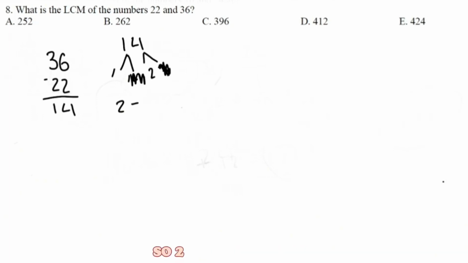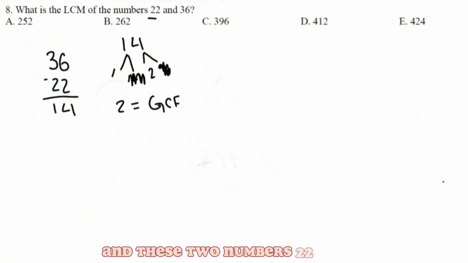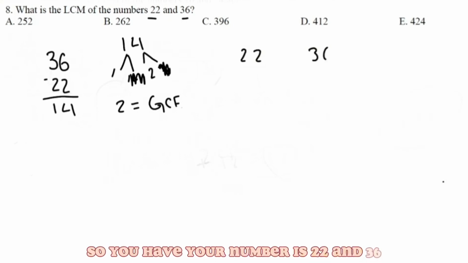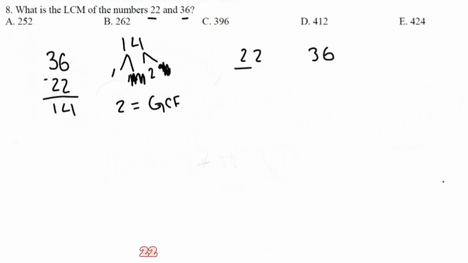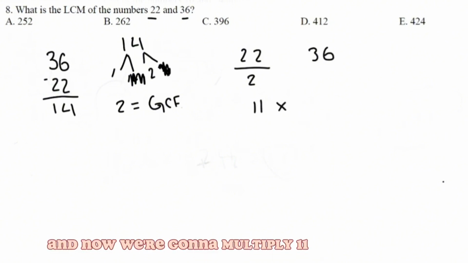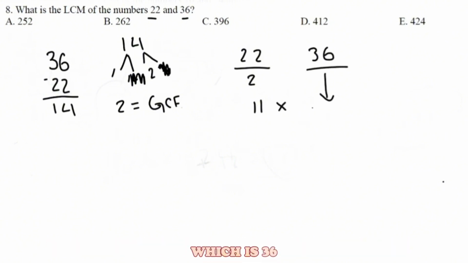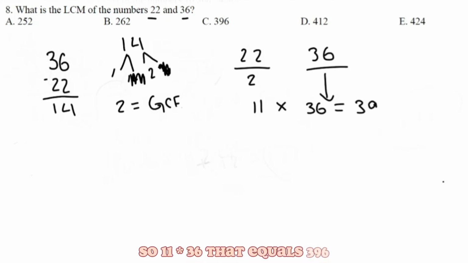So 2 equals the GCF. Next, we need to solve for the LCM. So using this GCF and these two numbers, 22 and 36, we're going to divide one of these numbers, in this case let's take 22, by the GCF, which is 2. So 22 over 2 is 11. And now we're going to multiply 11 by the other number, which is 36. So 11 times 36 equals 396.